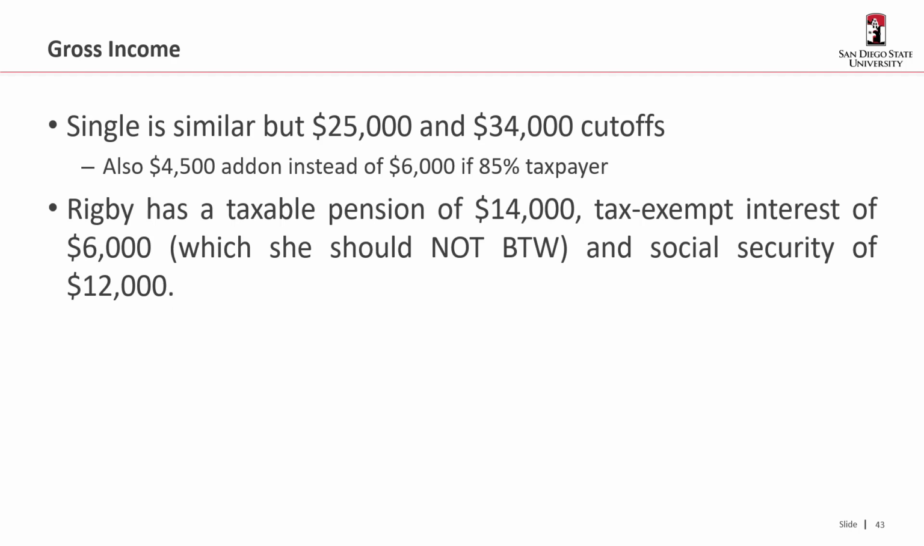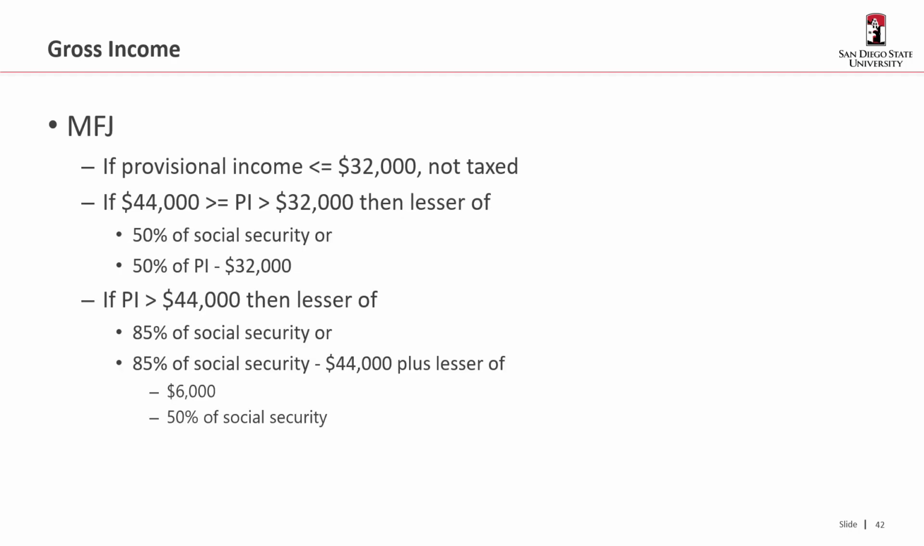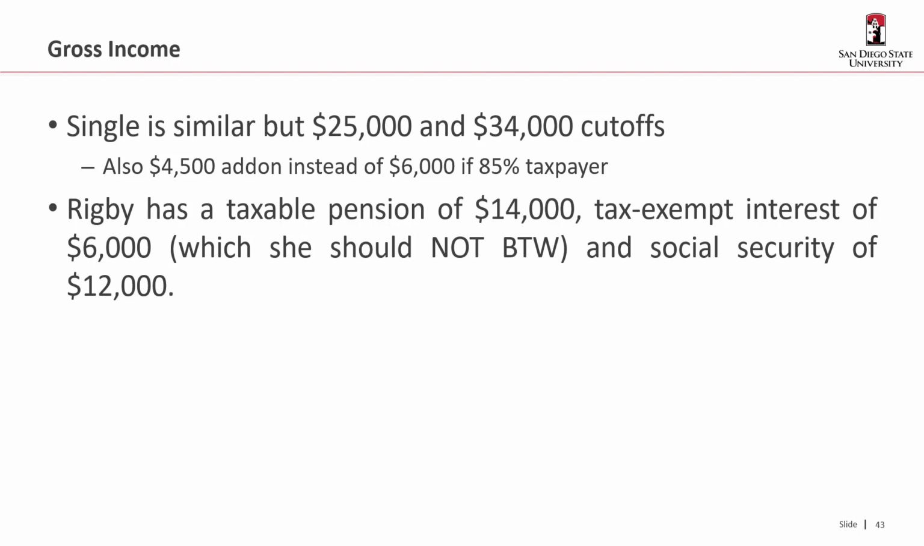So single is similar, but instead of the limits of 32 and 44, they're 25 and 34. And the add-on at the end is $4,500 instead of $6,000 if you're an 85% taxpayer.